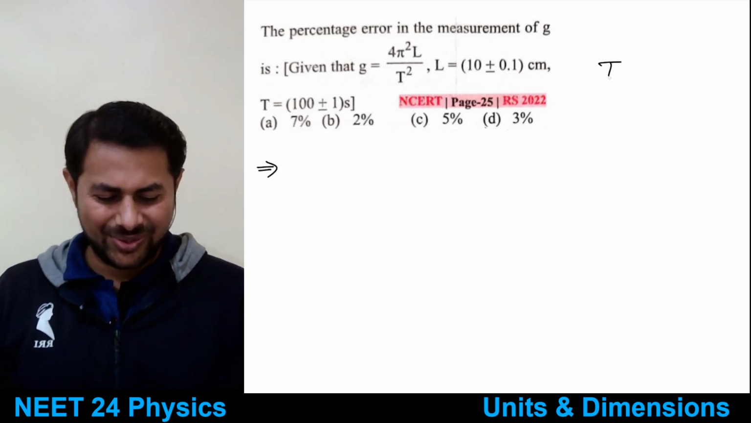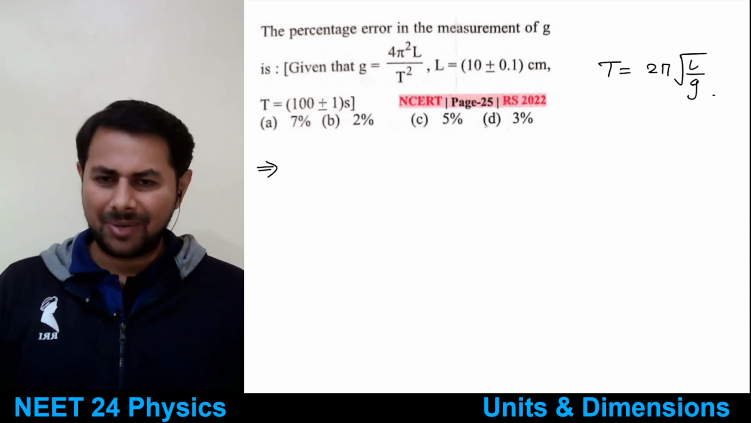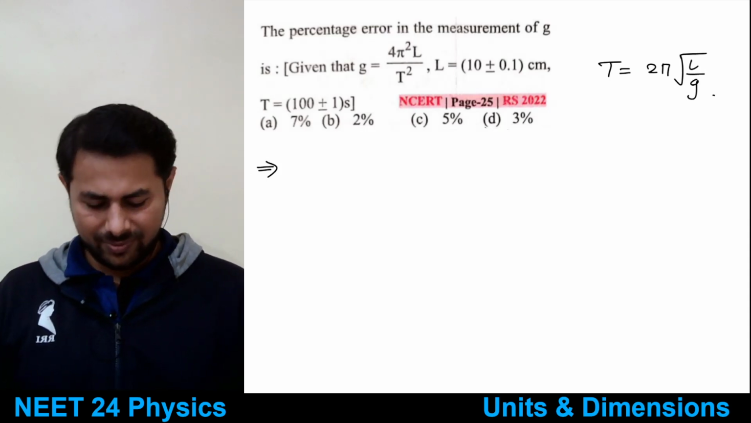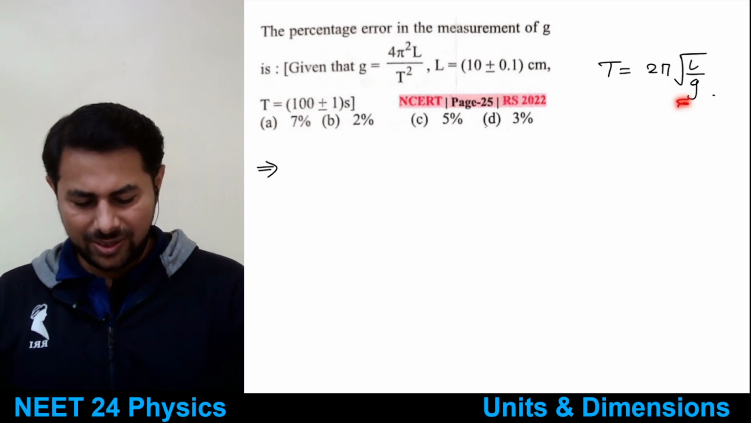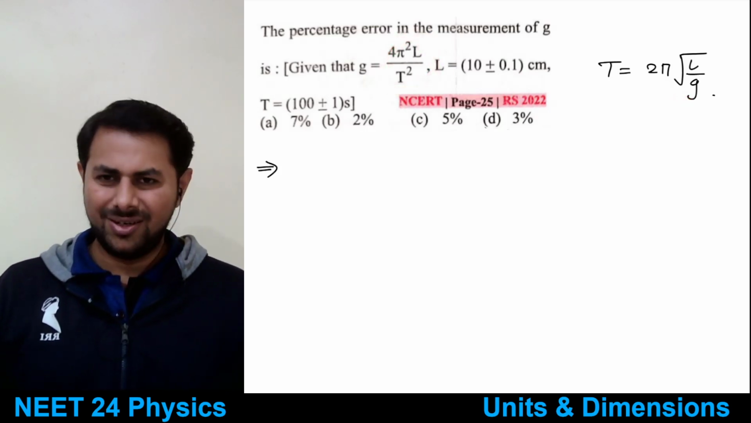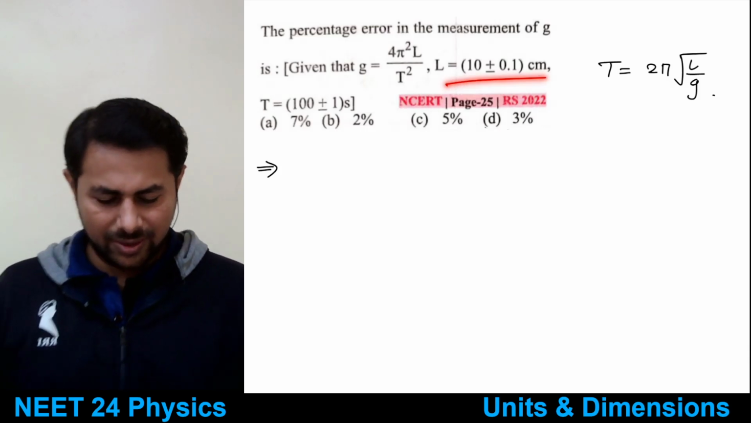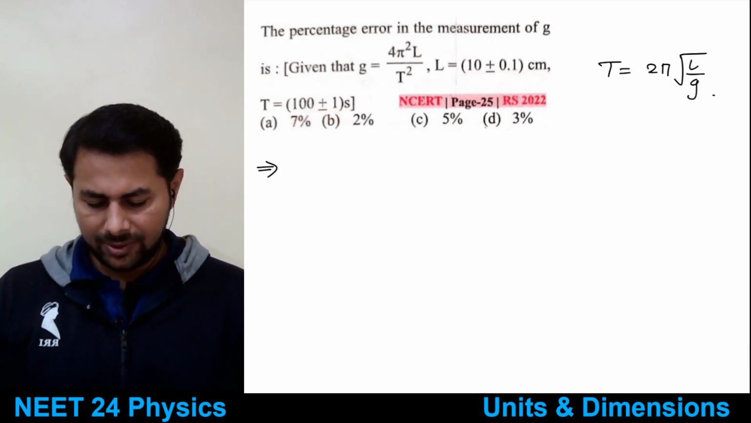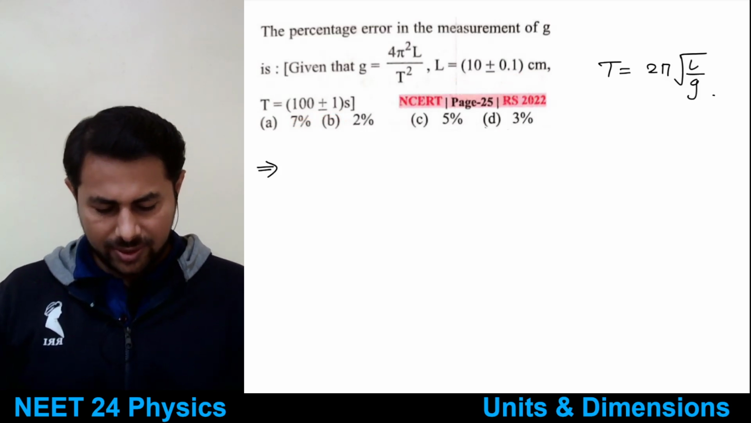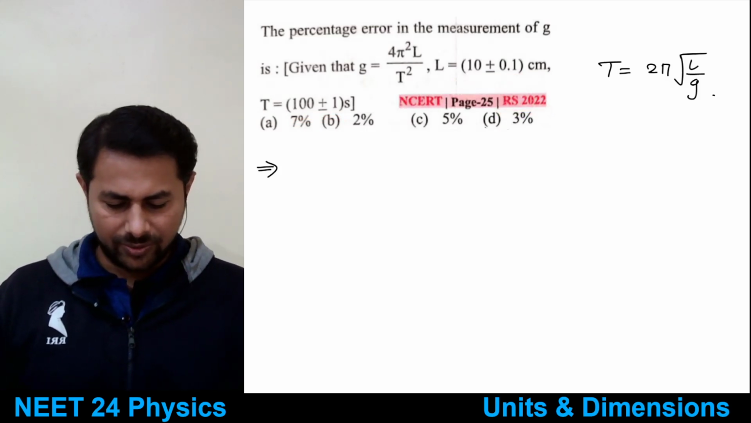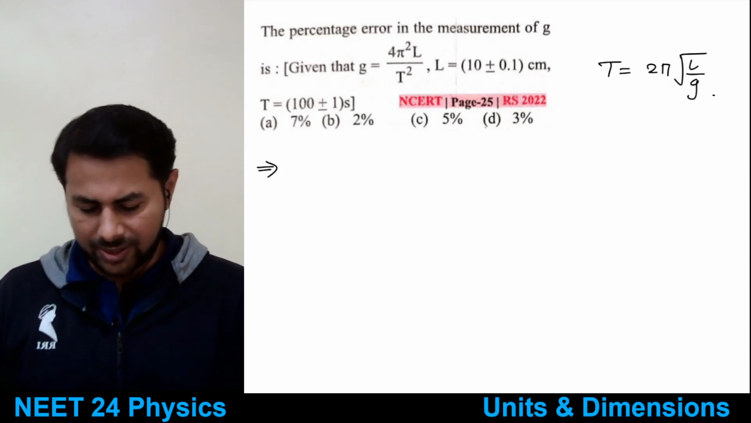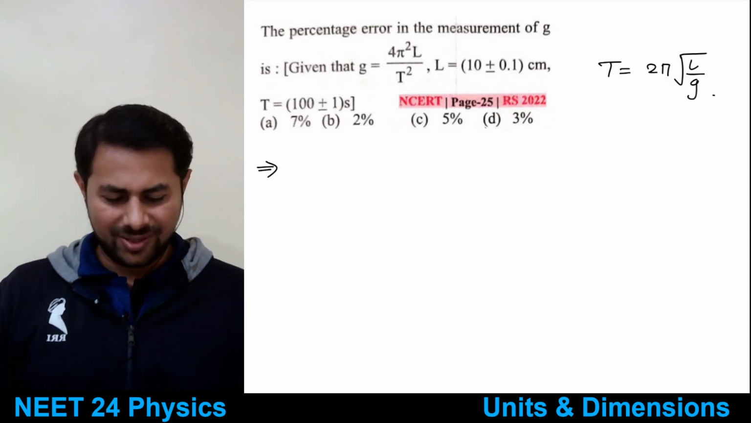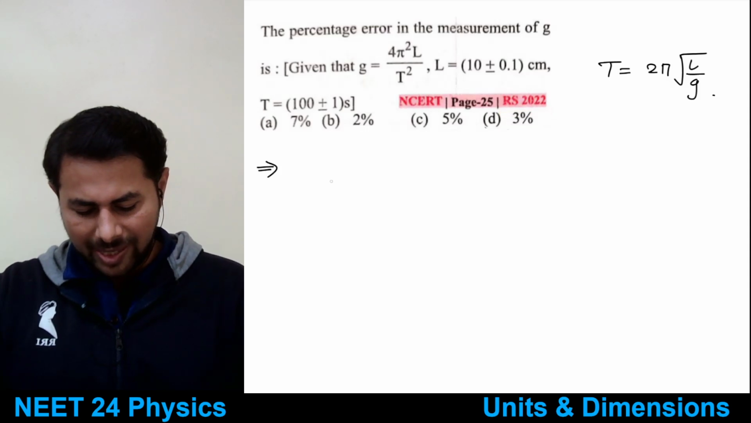Okay, so you know that T is equal to 2 pi square root of L by G, and from that, first you need to find out the formula. You need to find out G like this, and then you can use these things, right? In this exam, they are quite generous, they have given the formula directly. So you can find it out very easily.